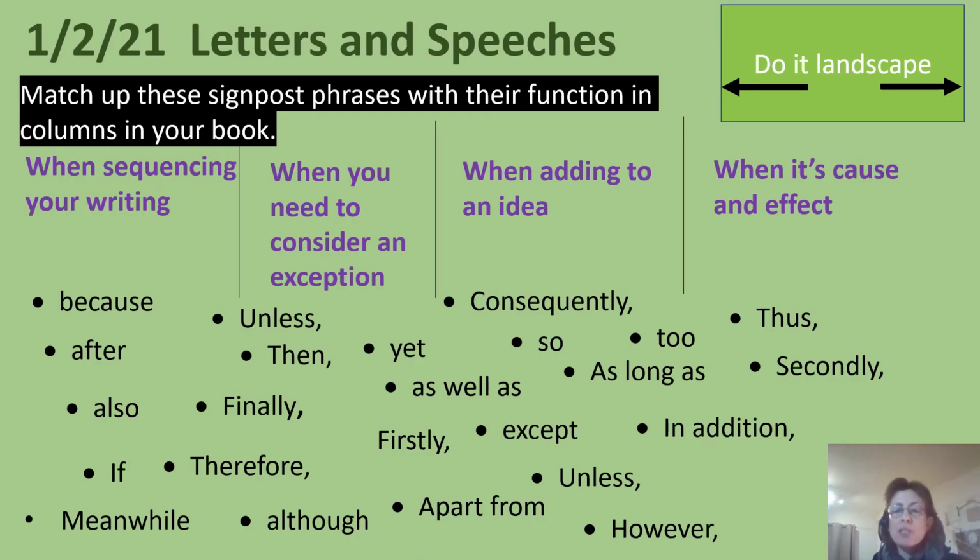So this was the starter activity. These are signpost phrases which I would like you to fit into 4 categories. So stop the video while you do that. The categories are at the top in purple: when sequencing your writing, when you need to consider an exception, when adding to an idea, when it's cause and effect. Probably best do it in landscape so you've got more space to write the words.